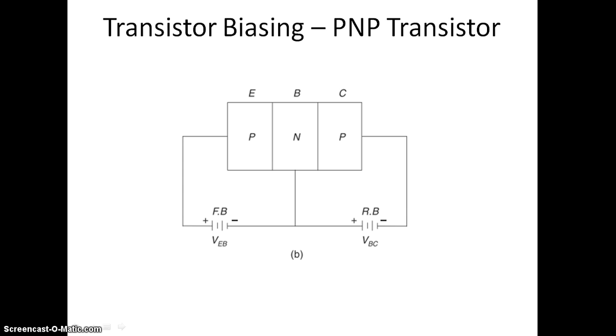And transistor biasing: how a transistor should be biased. The emitter base junction should always be forward biased, and the collector base junction should always be reverse biased. So this is how a transistor should be biased. Emitter base forward bias means the emitter is connected to the positive terminal and the base is connected to the negative terminal. Similarly, the base collector junction is reverse biased. The N-type base is connected to the positive terminal and the P-type collector is connected to the negative terminal. So this is how a transistor should be biased: emitter base junction forward biased and collector base junction reverse biased.